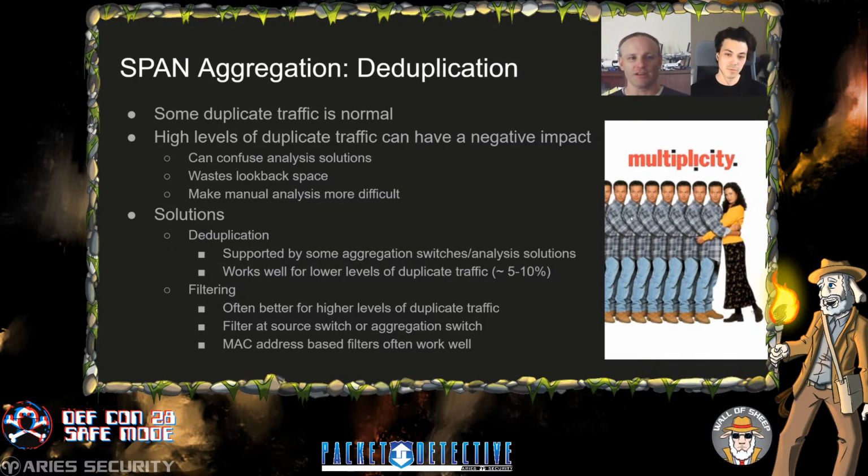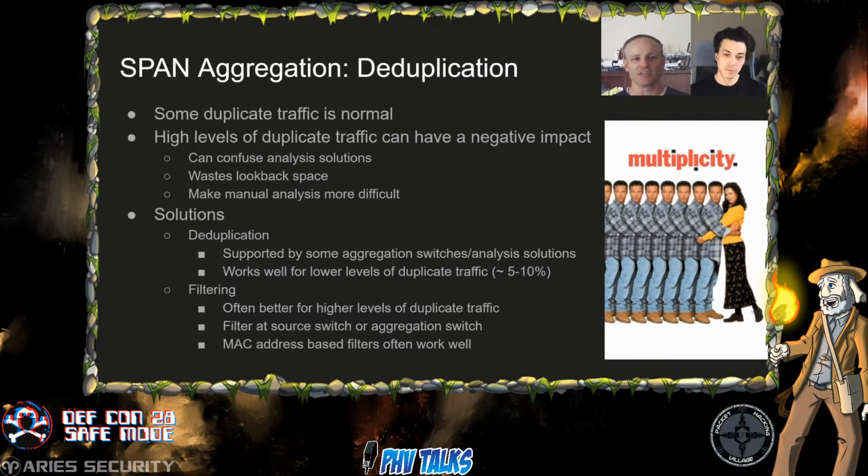Expect to see some of it, right? The problem is when you get a lot of it, because there are some negative impacts of having tons and tons of duplicate traffic. Number one, if I have a duplicate of every single packet on my network and I don't have any way to deduplicate it, it looks like I have twice as much traffic.